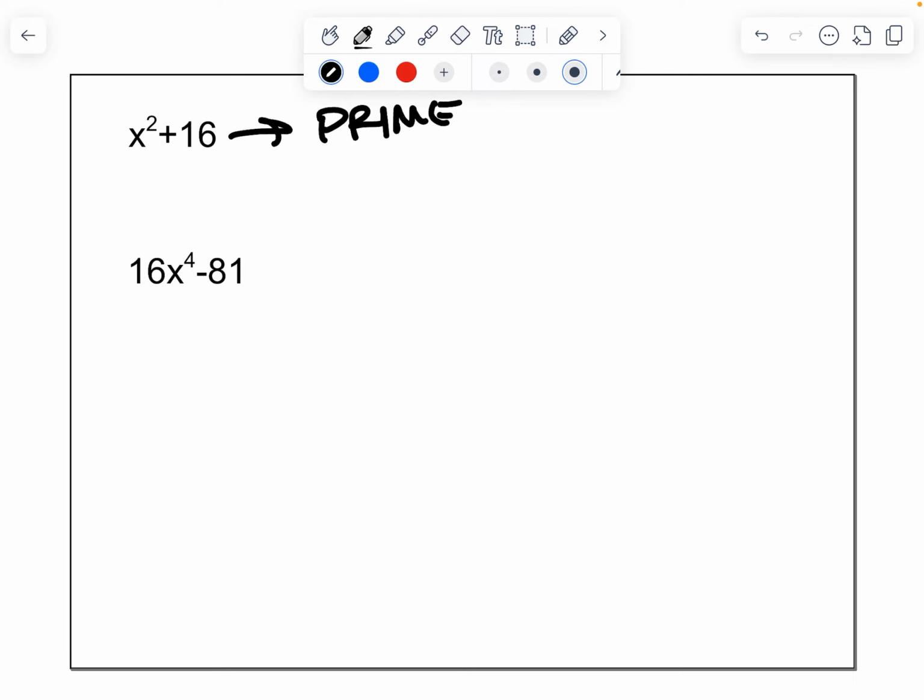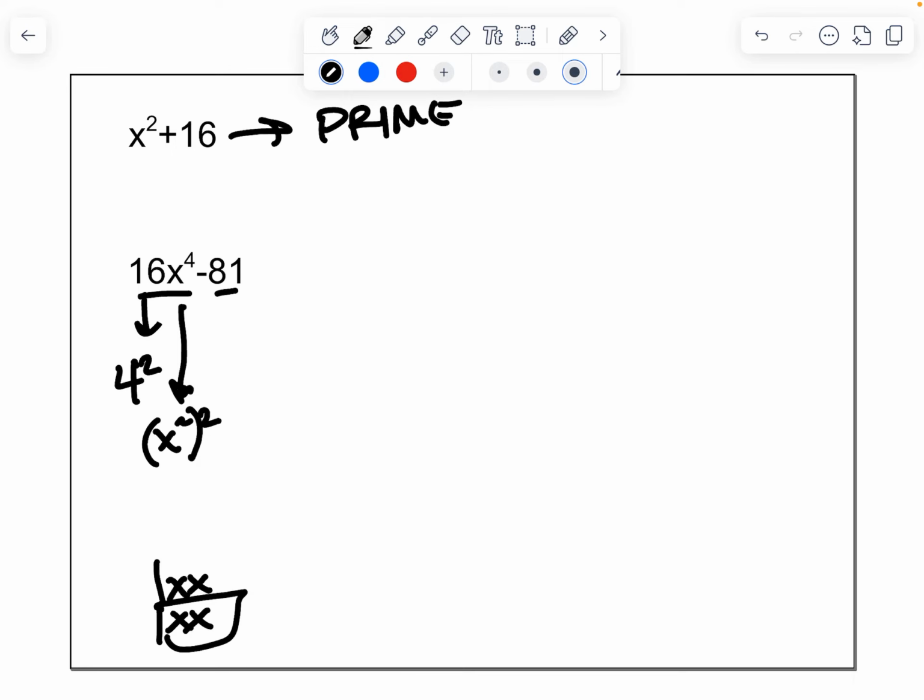How about the next one? There's no GCF. Is it a difference of squares or are they cubes? Well, 16 is 4 squared. X to the 4th is the same thing as x squared squared, believe it or not. Remember, x squared is like that. X to the 4th is like that, right? So it's just like the same thing twice.